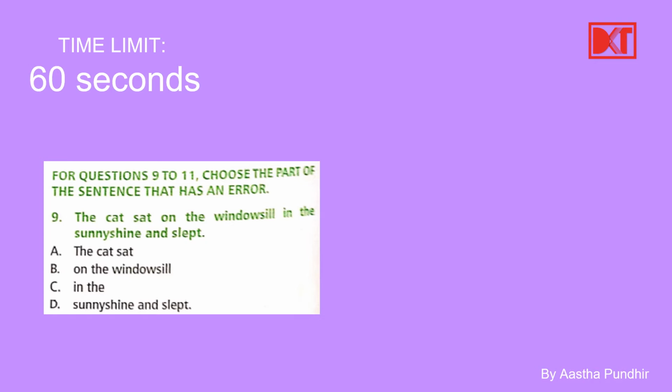The question says, the cat sat on the windowsill in the sunny shine and slept. Alright. Now, which is the incorrect portion here? The incorrect portion is sunny shine and slept. Because here, it should be sunshine. There is no such word as sunny shine, right? So the correct answer is D, sunshine. Alright, let's move on.